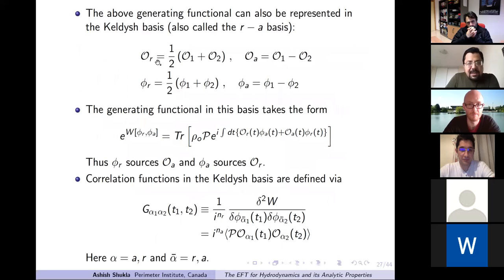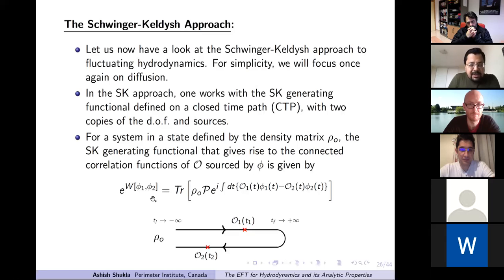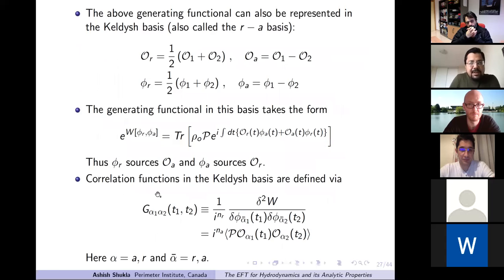Now, what I've done here is that I've written this Schwinger-Keldysh generating functional W in a basis, which is the 1-2 basis. But what I can do is change basis and write it in a basis which is called the Keldysh basis, also called the RA basis. In this basis, I define my operator O_R as the average of the two copies, (O1 plus O2) over 2, and O_A as the difference of the two copies, O1 minus O2. Similarly, I define my source phi_R as (phi1 plus phi2) over 2, the average of the two copies, and phi_A as the difference of the two copies, phi1 minus phi2.